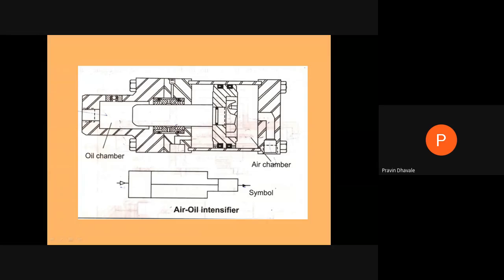Now the third one is the air oil intensifier, right? Air oil intensifier is like a double acting cylinder, but what change have we made?